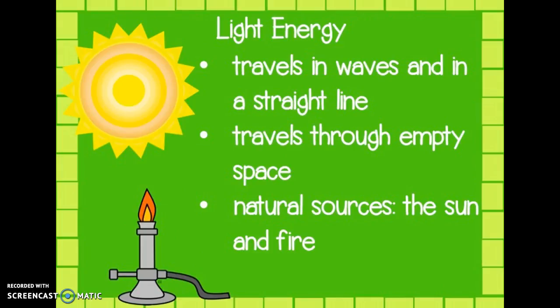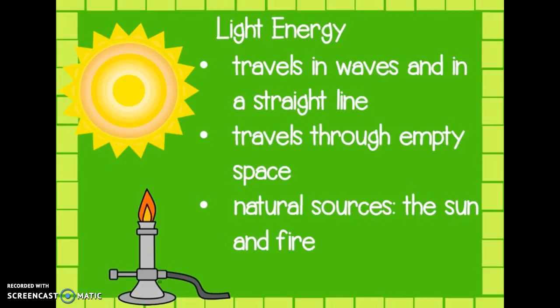Light energy travels in waves and in a straight line. So sometimes that sounds confusing, but we will talk about it more as the days go on. Light can travel through empty space where there is no matter, like outer space. And there are two natural sources of light energy. The sun is one of the natural sources, and fire. And if you recall, even though it's not for 5th grade, it's for later on, so don't be stressed out about remembering it, but we did talk about a little bit.